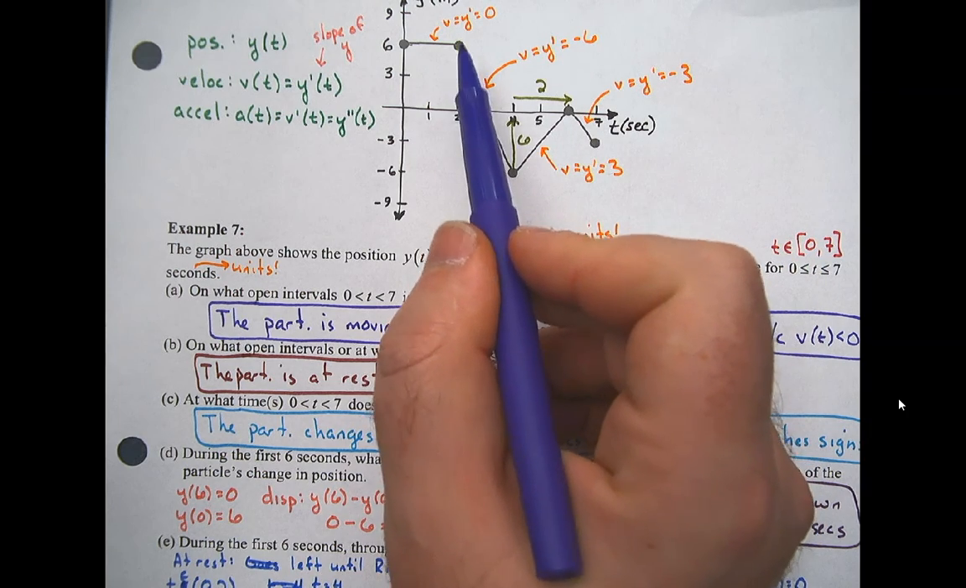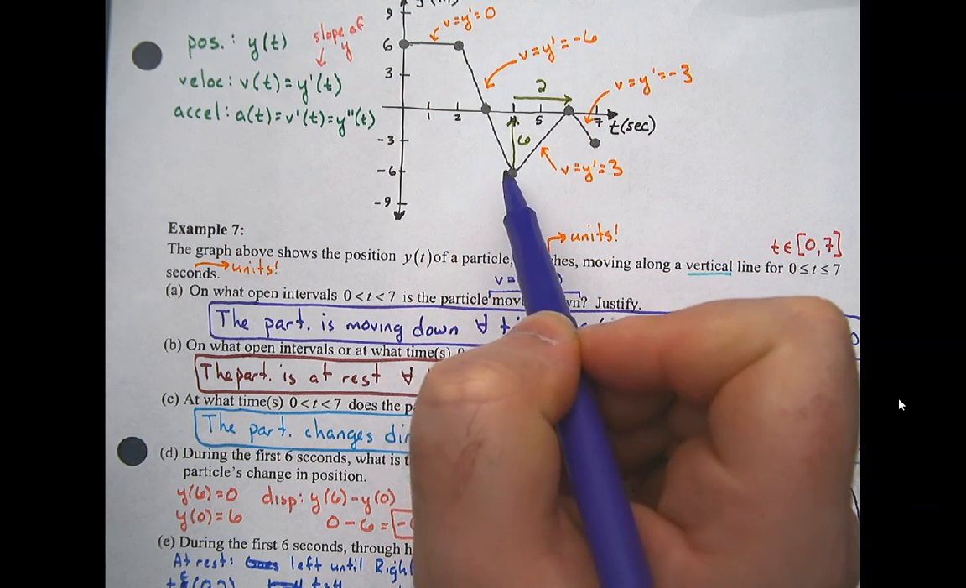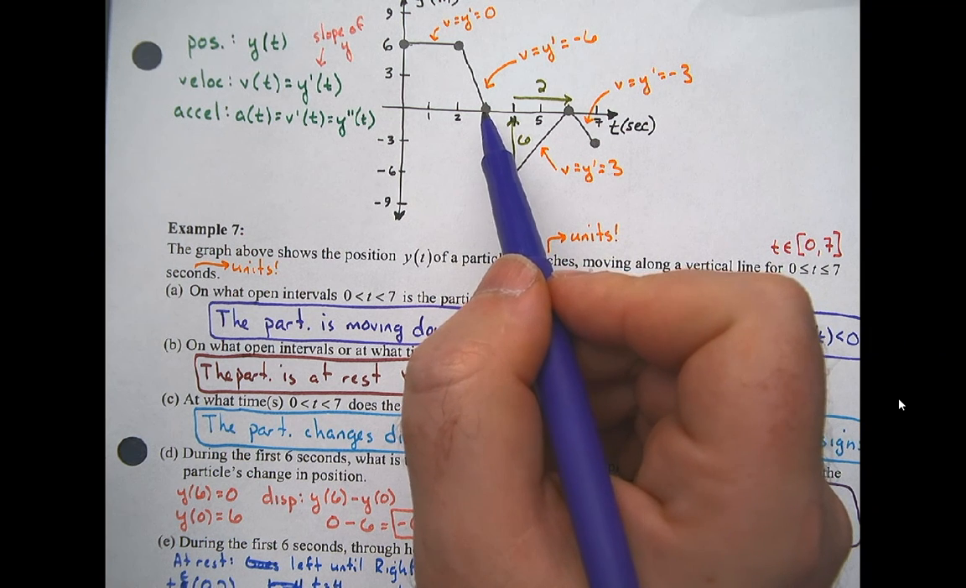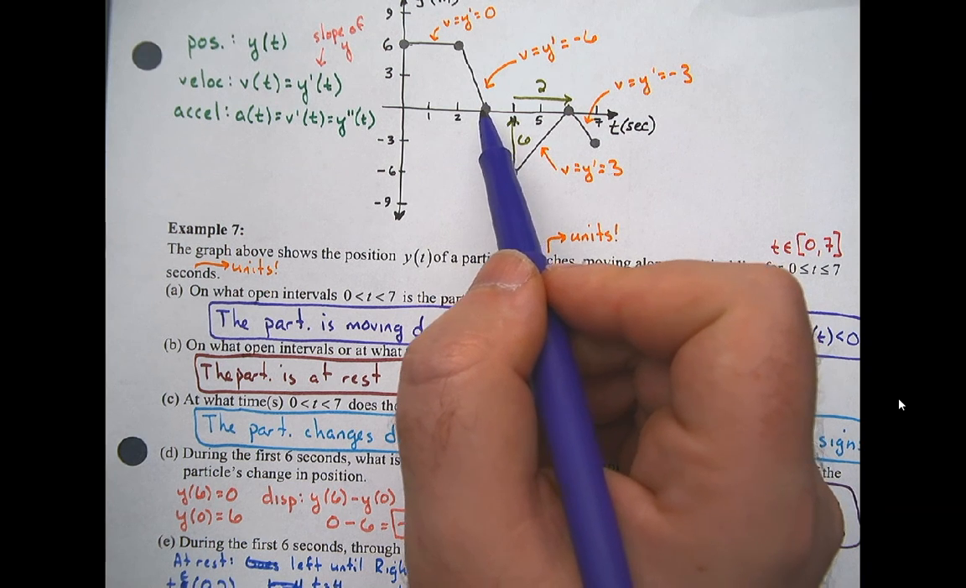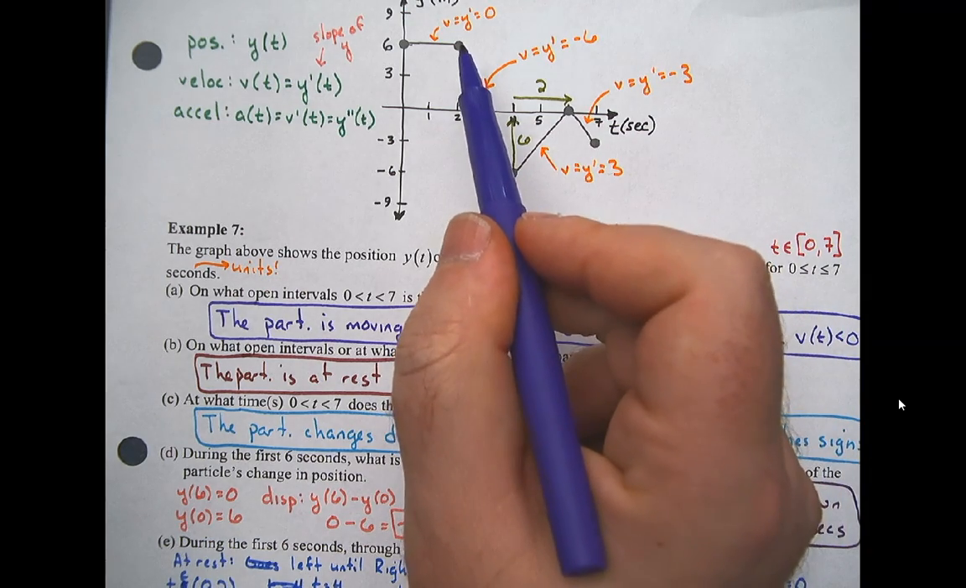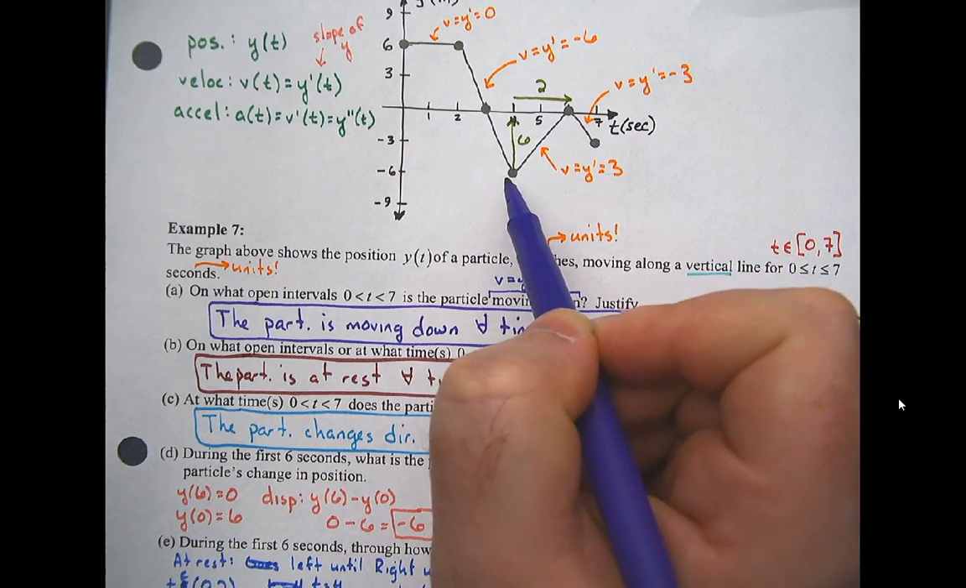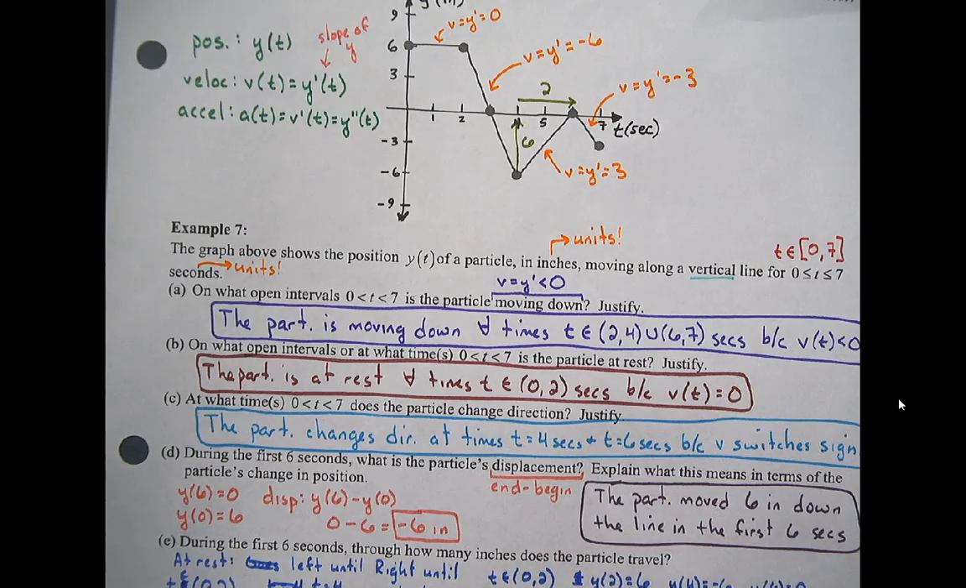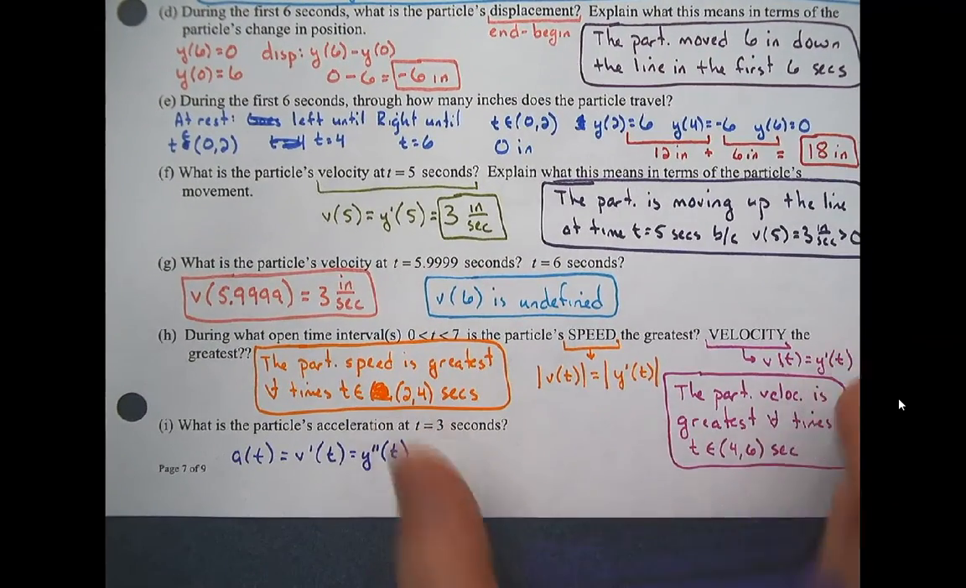But our velocity is constant throughout from here to here. So at 3, my particle is not speeding up or slowing down. Its velocity is strictly -6. Its acceleration is 0, because that's a constant velocity. That velocity doesn't change from 2 seconds to 4 seconds, which means its acceleration must be 0. It's not speeding up or slowing down.